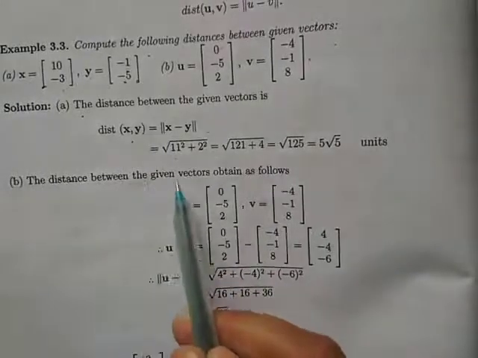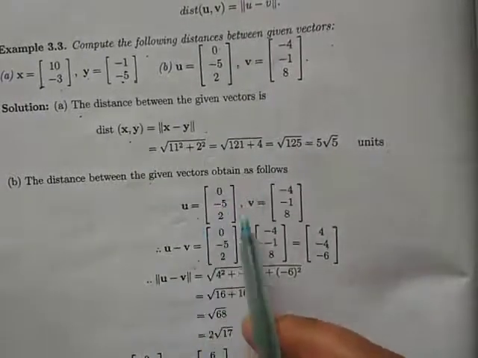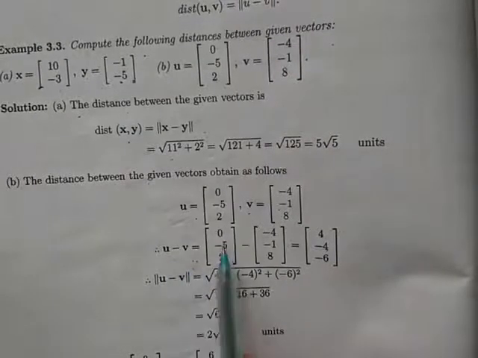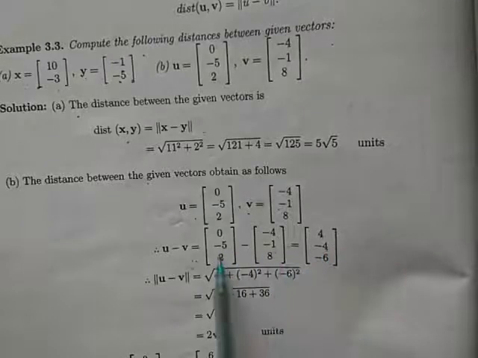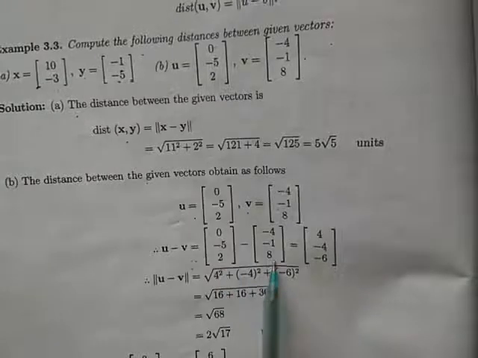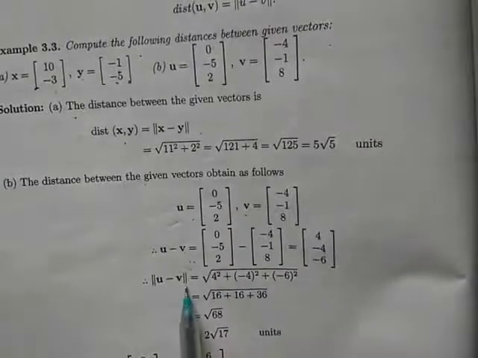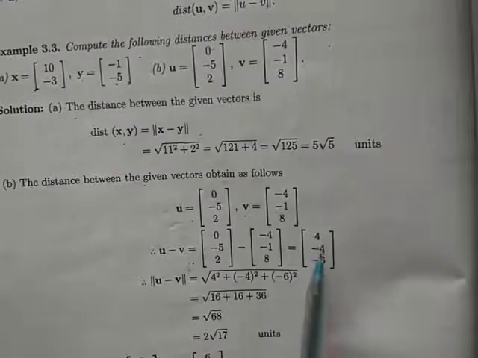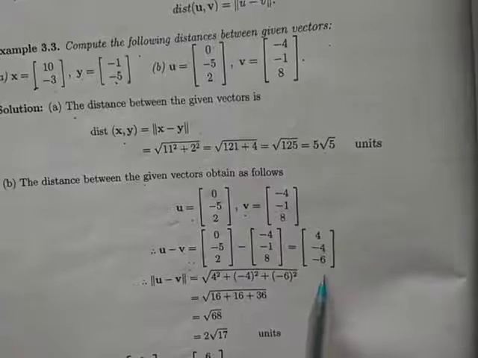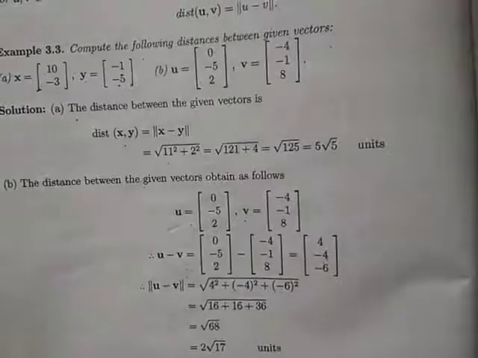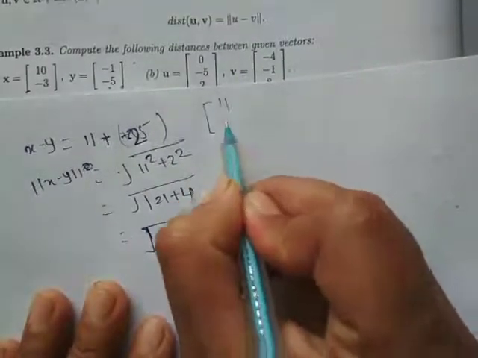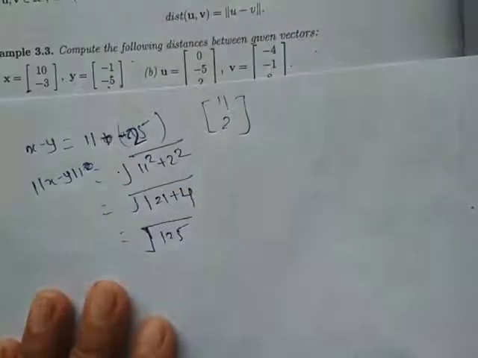Next is the distance between the two vectors u and v. First of all we will calculate u minus v. We will get 0 plus 4 is 0, minus 5 plus 1 is minus 4, 2 minus 8 is minus 6. So norm of u minus v is 4, minus 4, minus 6. Sorry students, here x minus y is nothing but the vector 11, 2, not like this.